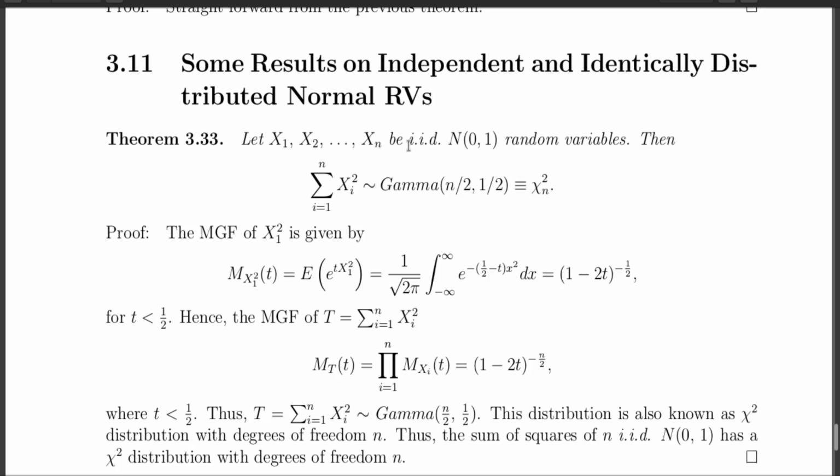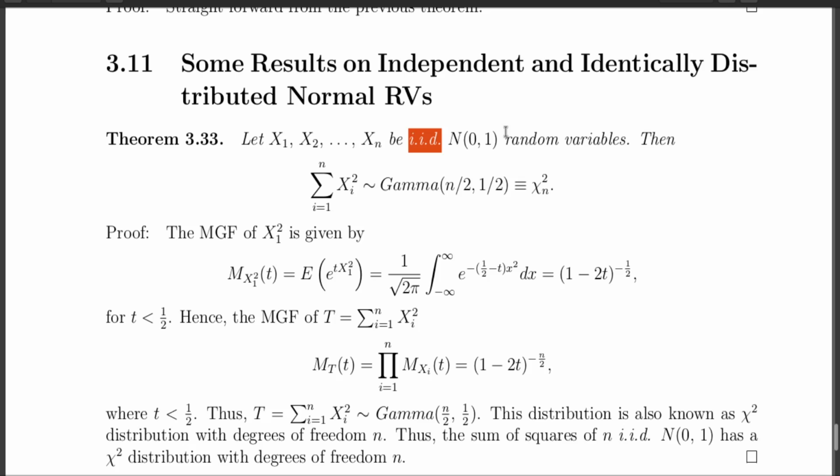Note two important things. One is that they have to be independent and identically distributed standard normal random variables, so mean 0 and variance 1. Mean 0 and variance 1 is also important. So IID normal with mean 0 and variance 1 is important for this result.